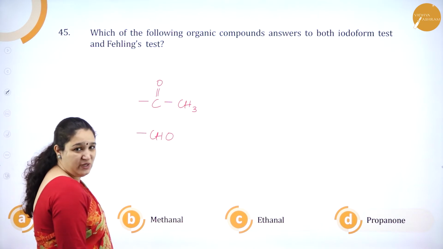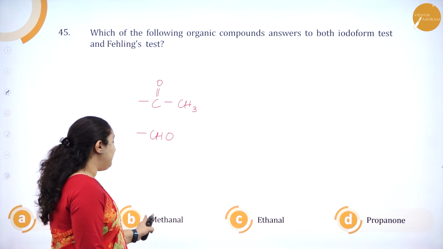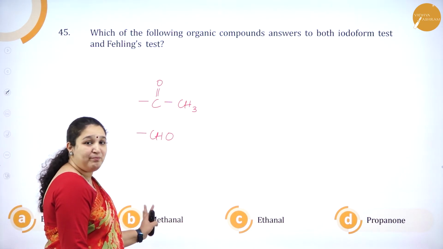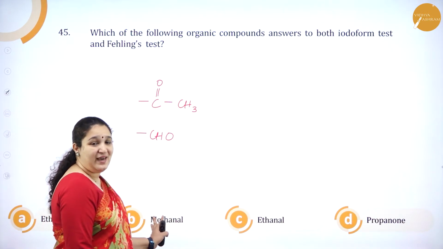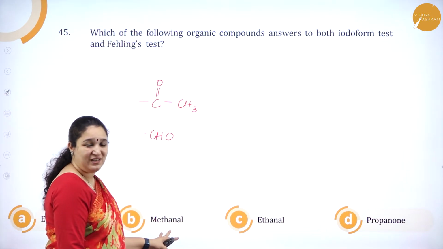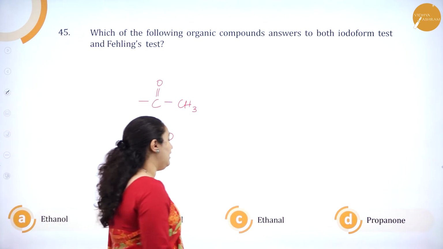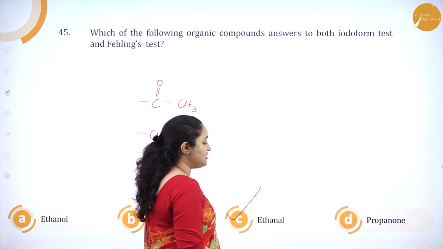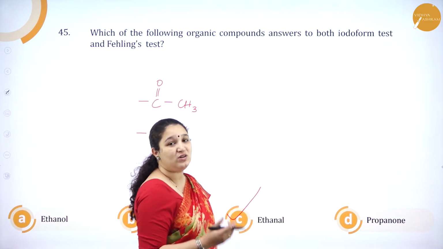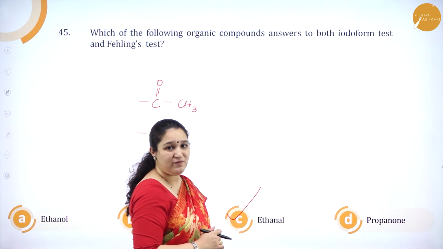Ethanol has got only the OH group, that's not possible. Methanol, okay? Methanol is the HCHO group, isn't it? So again, methanol is not possible. Ethanal is the one which is the correct answer. Propanone has not got the CHO group, so it will not answer Fehling's test.